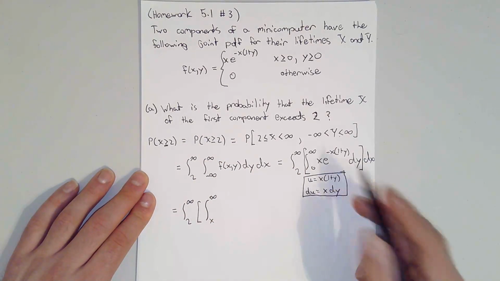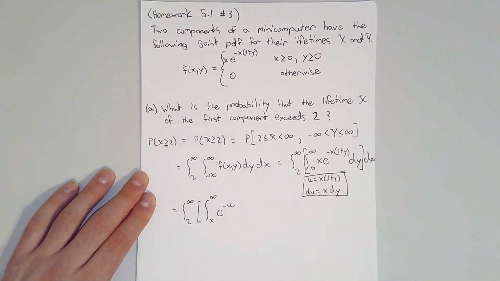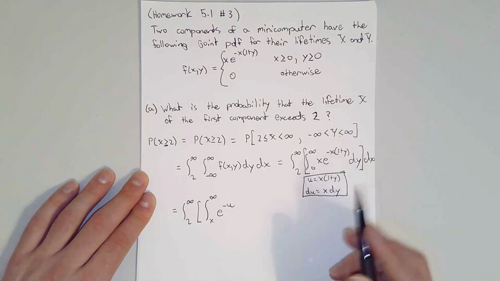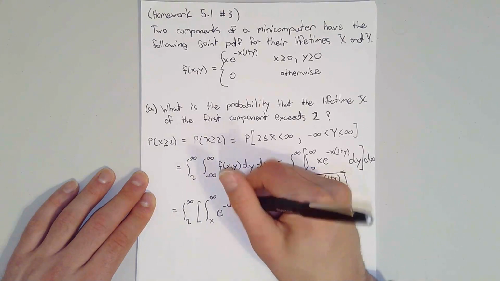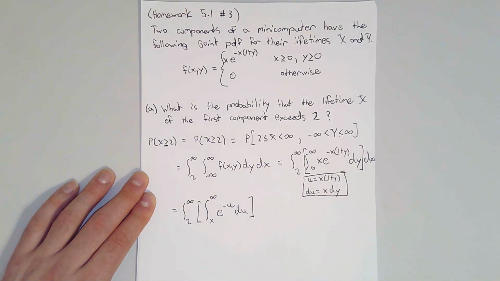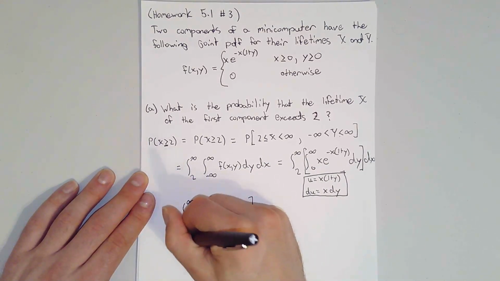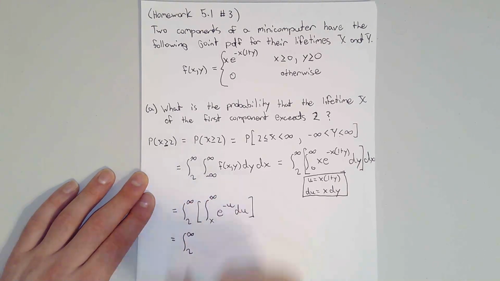So for the integrand, we can see that we have e to the negative u, and x dy is the piece left over, which is just du, as follows. So what is this then equal to? The integral from 2 to infinity.